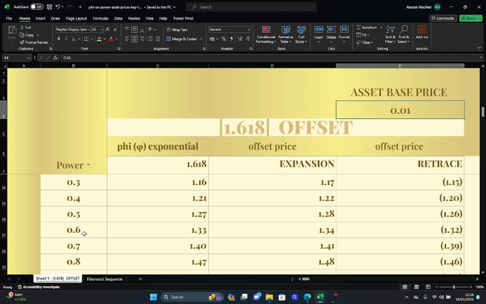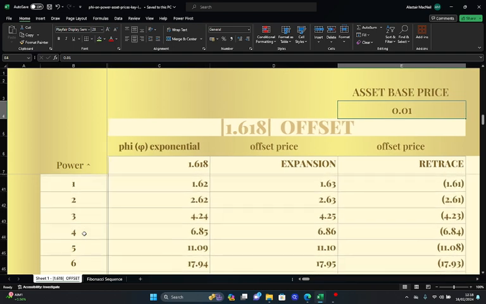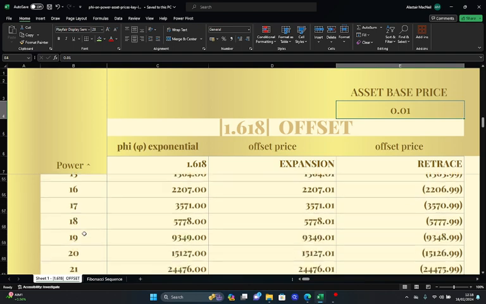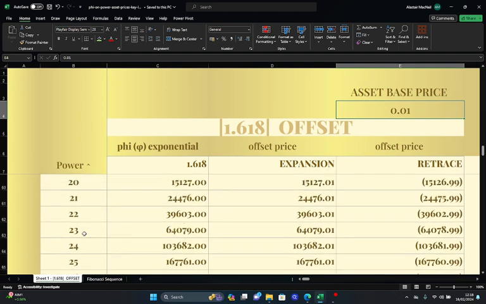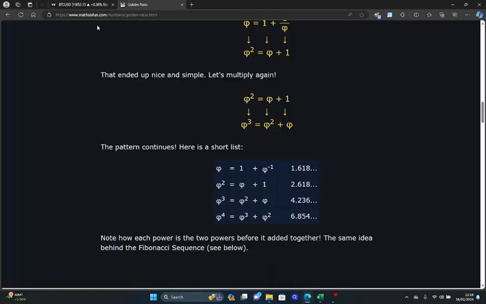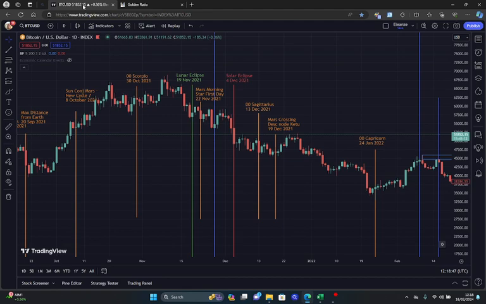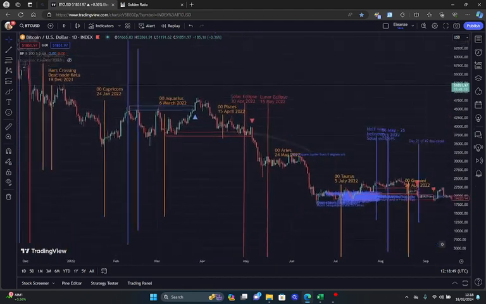And when I came across this system with the exponential values of phi, I was actually shocked to see how accurate it was. So let me show you here. For example, we have a price here of 24,476. If we go to the chart, when did we have that price, 24,476?